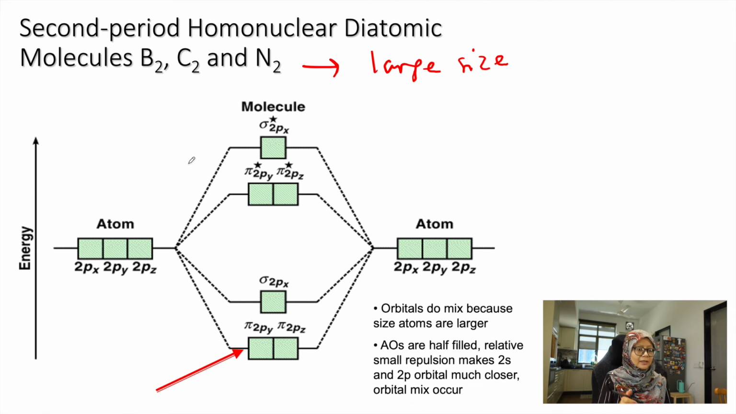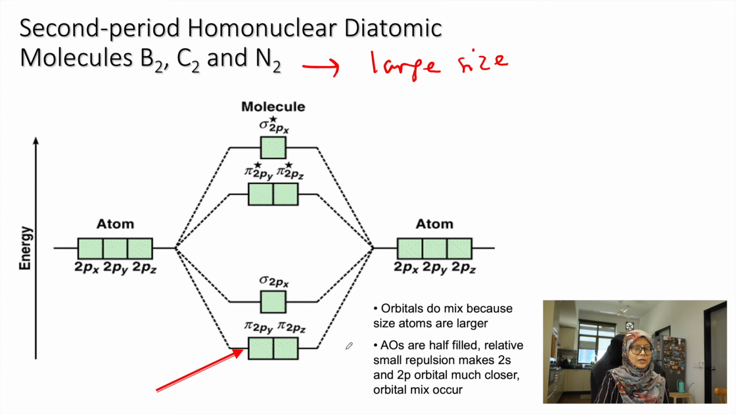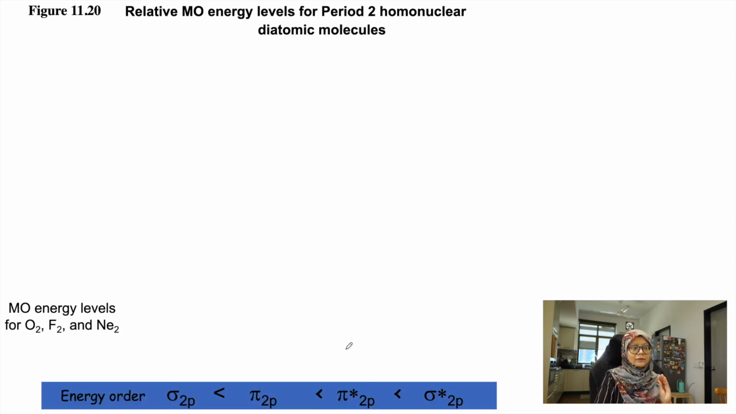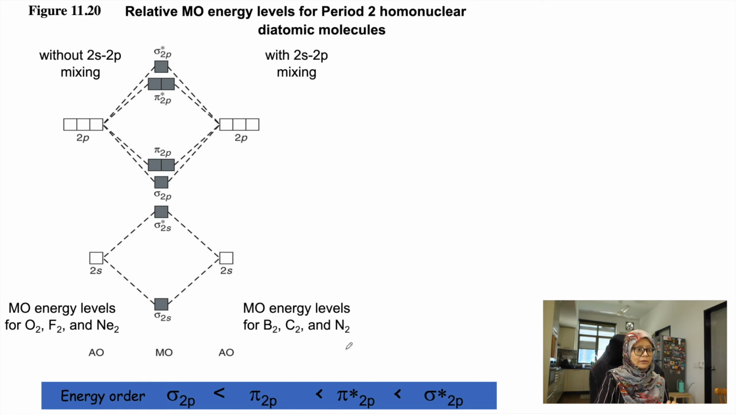Because of the large size, we're going to have this kind of arrangement, and these orbitals do mix because the atoms are larger. But in the previous one, they do not mix. The atomic orbitals are usually half filled, and relatively small repulsion makes the 2s and 2p orbitals much closer, and orbital mixing occurs. So this is how you need to draw the molecules boron 2, carbon 2 and also nitrogen 2. So let's look at the difference between mixing and without mixing.